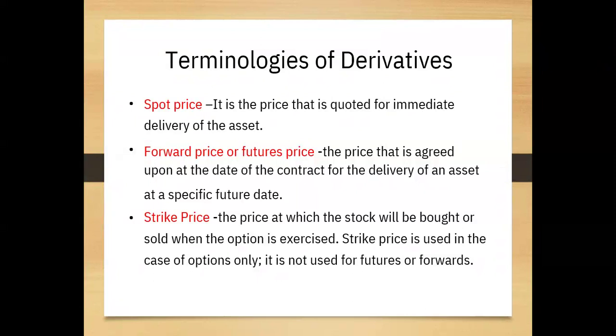Again, spot price: for immediate delivery, the price quoted is called the spot price. Forward price: the price pre-agreed for a specific future date, at the time of expiry. Strike price: the price at which stock will be bought or sold when the option is exercised. So the strike price is used only for options, not for futures or forwards.